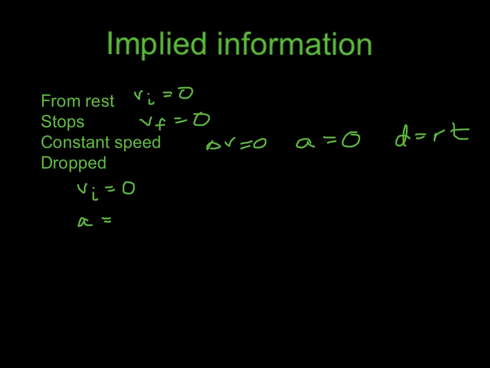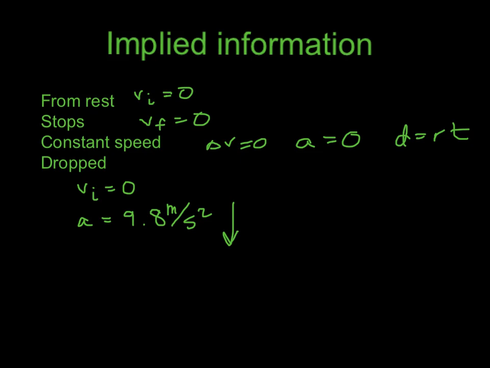But just to get you started, the acceleration due to gravity is 9.8 meters per second squared. So whenever gravity makes anything go down, because gravity only works down, so gravity is always in the down direction, the acceleration due to gravity is 9.8 meters per second squared.